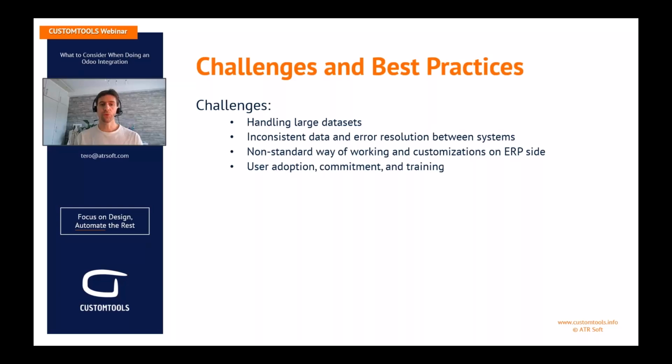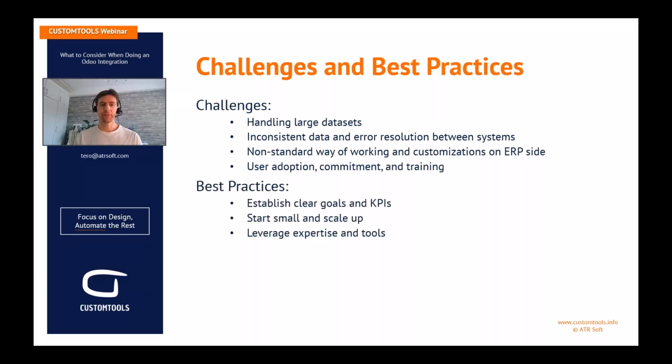It's also good to bear in mind that even the best integration solutions can fail if users are not committed or adequately trained. Challenges can include resistance to change, lack of understanding, and inconsistent usage. It's important to involve users early in the integration process to gather feedback and secure buy-in.